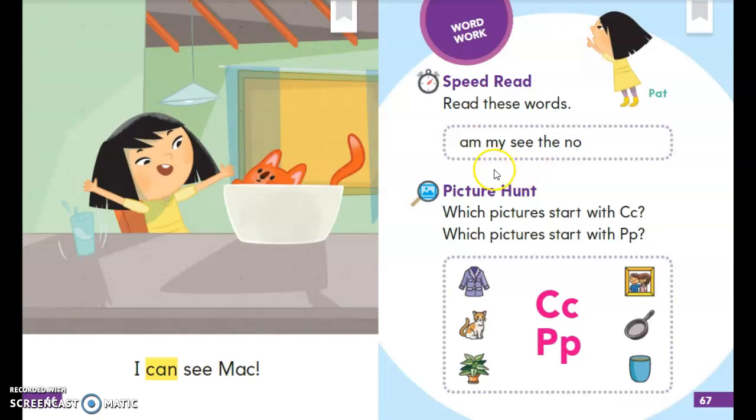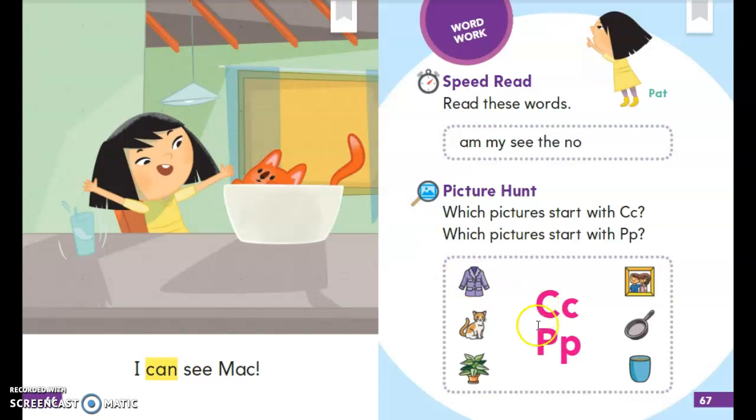Great work. Let's read them one more time together. Am, my, see, the, no. These are important words to know when you are reading. So down below, we have a picture hunt. I'm going to ask you a question, and I want you to say the pictures in your head, or you can whisper them, and you need to find which ones answer my question, which pictures answer my question.